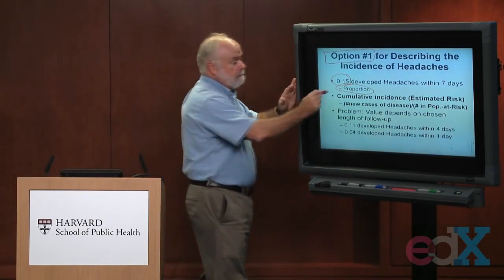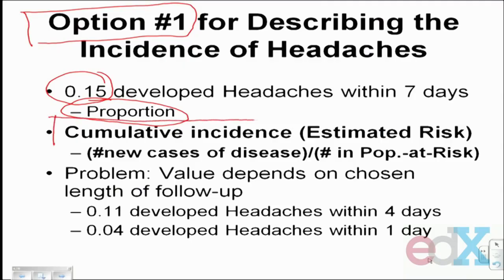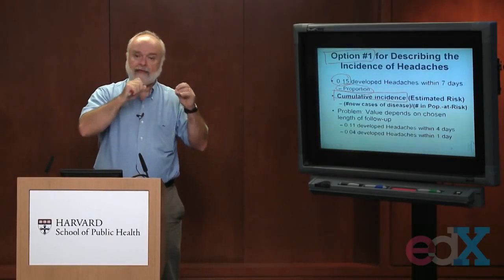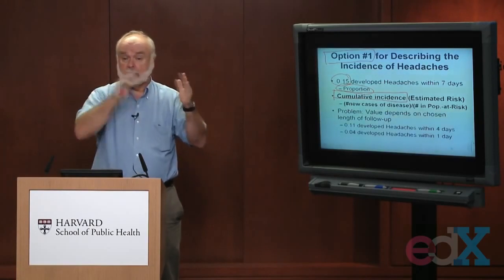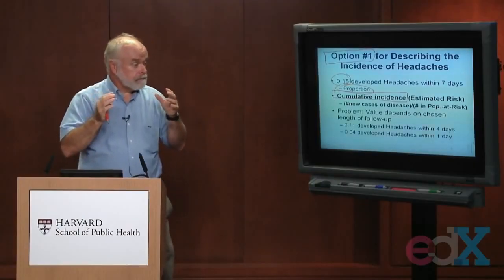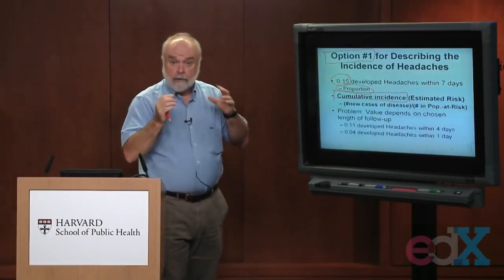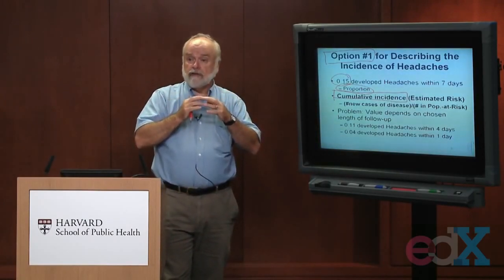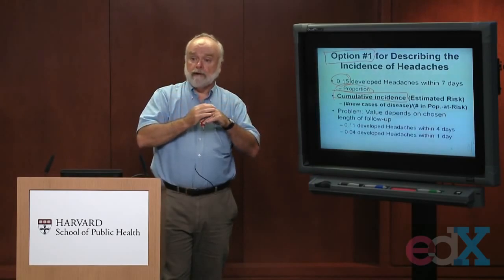We're going to call this proportion a cumulative incidence. Incidence because it refers to new cases of disease occurring during these 7 days of follow-up. Cumulative because it's not interested in when they develop the disease during the 7 days. They're just adding up the total numbers. And in total, 15 people developed headaches out of these 100 people. Now, there are some problems when reporting cumulative incidence. And the first thing is the value for the cumulative incidence depends on the length of the follow-up period.